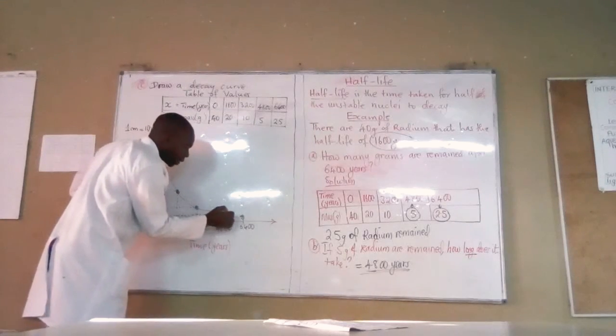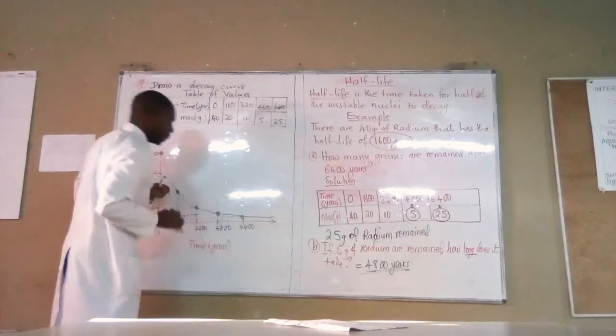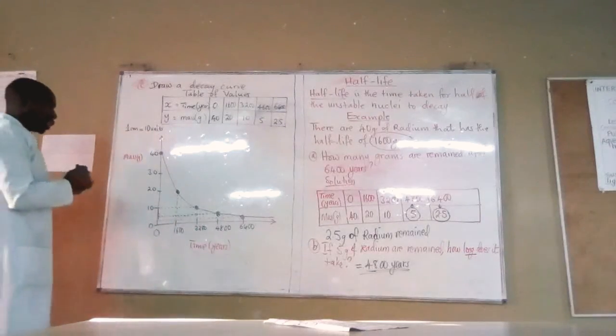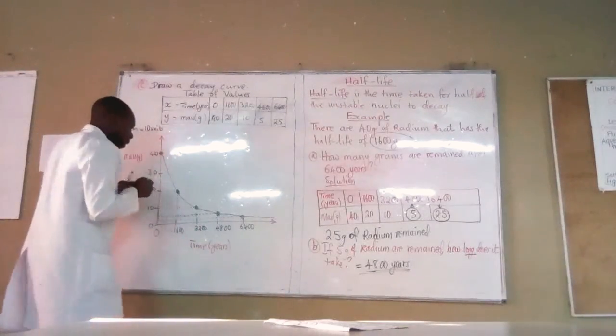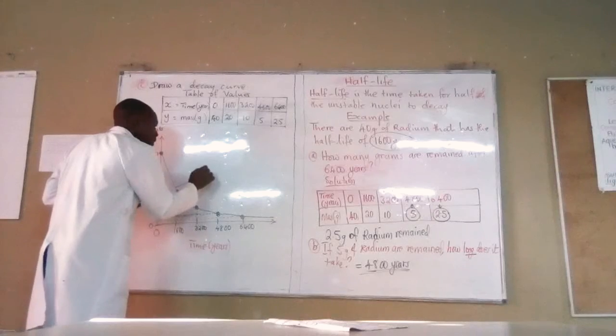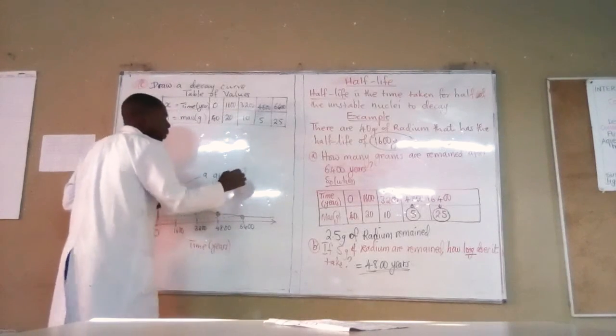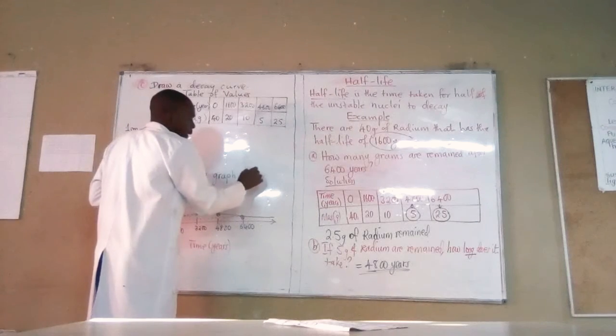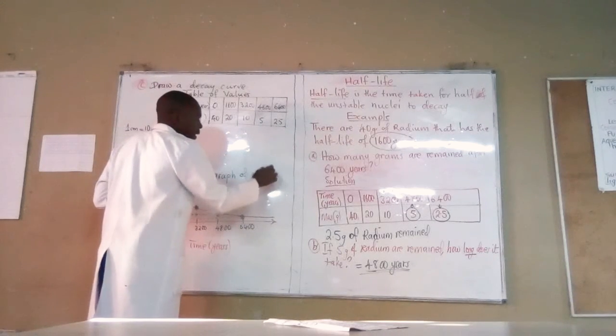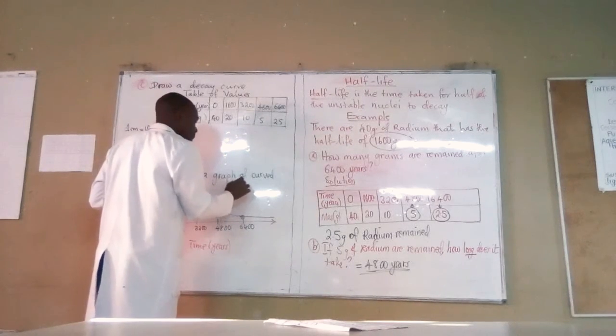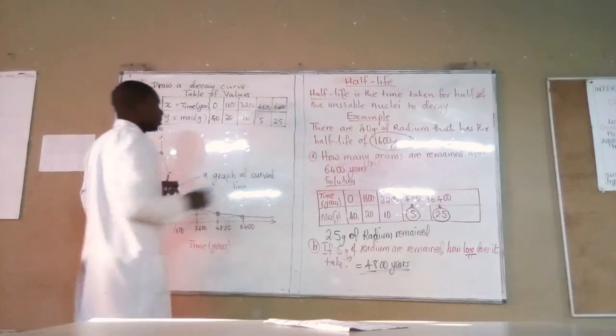Wow, nice here. Very good. So how to finish it? You are now going to write: a graph of curved line. A graph of curved line.